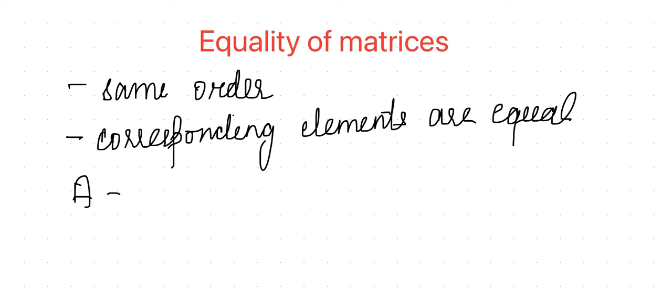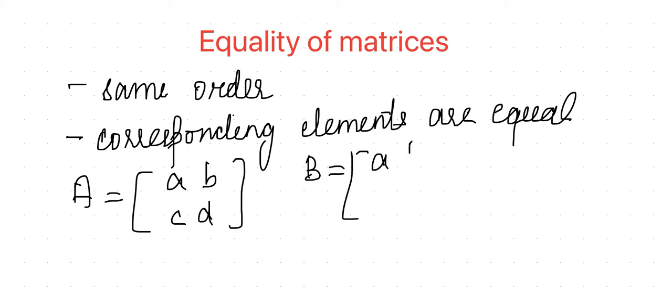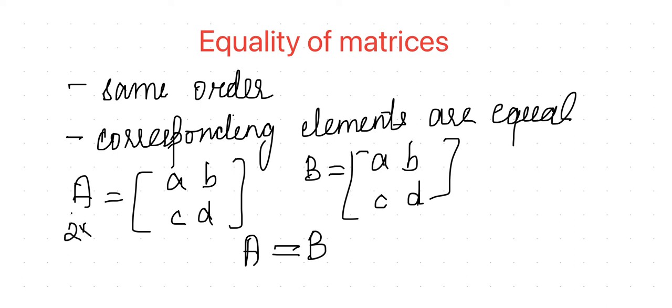Suppose I have a matrix A which is given by a, b, c, d, and then I have another matrix B which is also given by a, b, c, d, then I'll say that matrix A is equal to matrix B. So what are the two conditions here? If you see, the order of A is 2 into 2, for B also it is 2 into 2, and the corresponding elements, the first is a, second is also a, all are the same. So this is called equality of matrix. Okay, all the elements are going to be exactly the same.